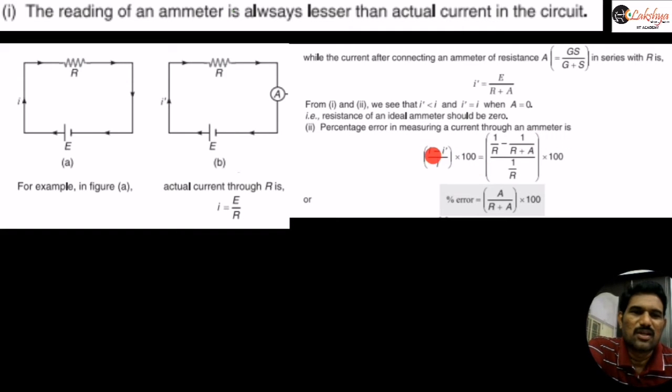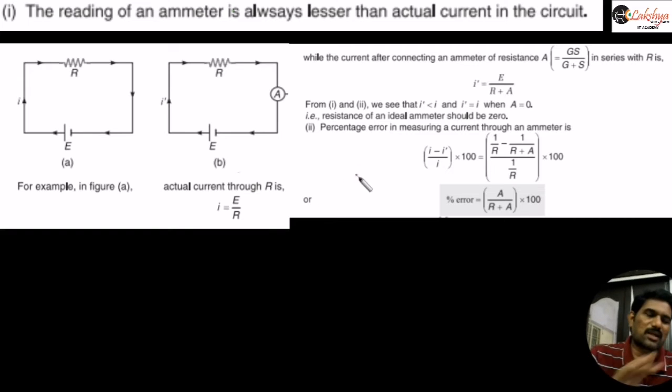Now this I is nothing but E by R, and minus E by (R plus A), by E by R. So that E we are cancelling there, and if you simplify this, you will get this expression: the percentage error in the reading of this ammeter will be equal to A by (R plus A) into 100. That is the percentage error in case of a practical ammeter. So you should remember that a practical ammeter will always read less than the actual current, right?